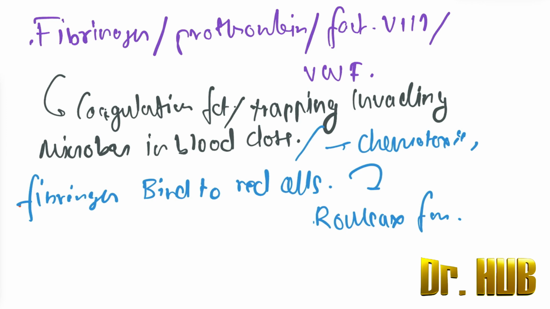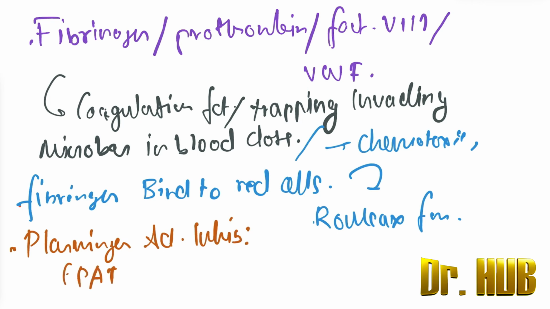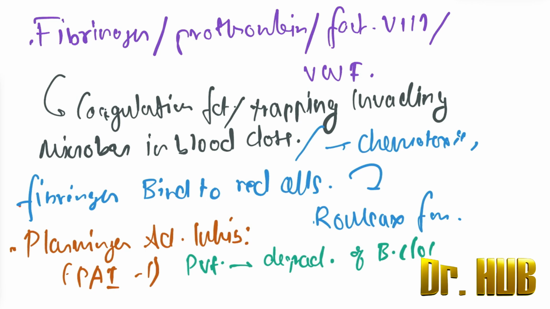Next, we'll look at the plasminogen activation inhibitor, in short known as PAI-1. Here there is prevention. It prevents the degradation of blood clots, and this is by inhibiting the plasminogen.